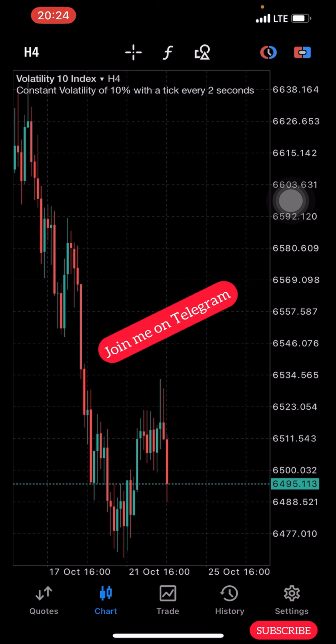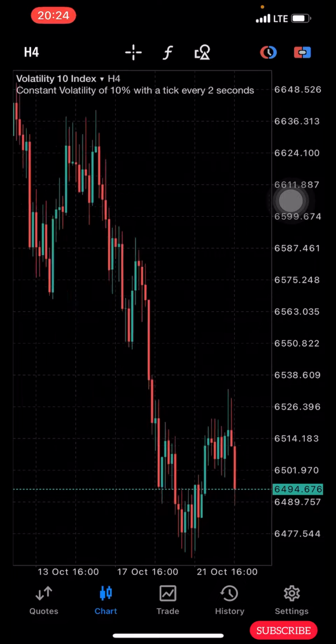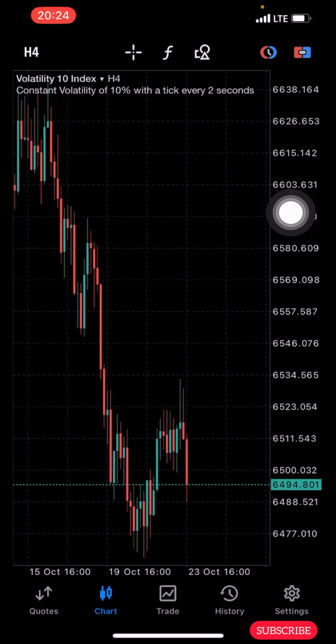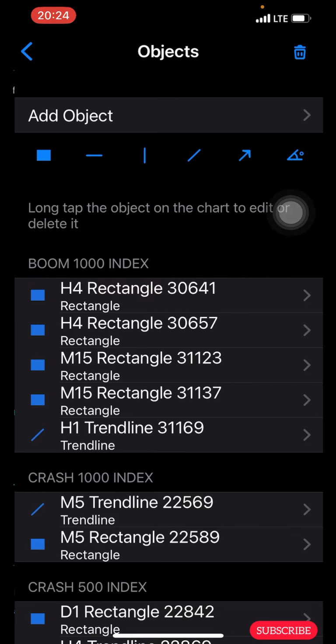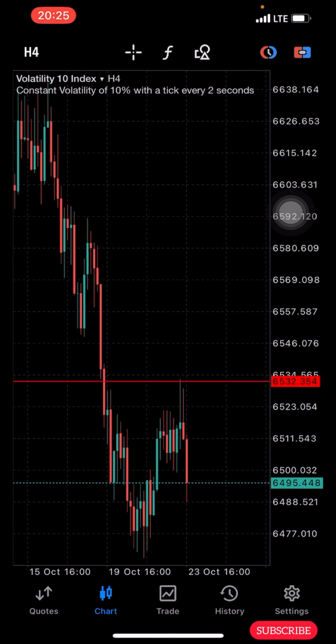So for example, I just pull up my chart. This is the volatility 10 index. What I will be doing right now is to mark out the current structures in the market, the current support and resistance zones. I don't want to go too far back, so I'll just be marking this area. I'll be working with this area here. I'm going to use my horizontal lines to mark this area.